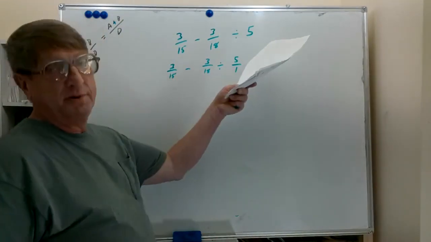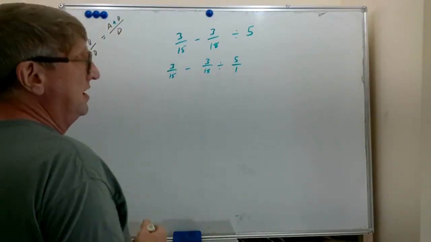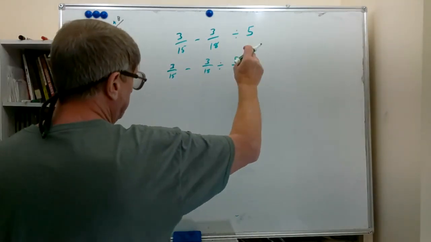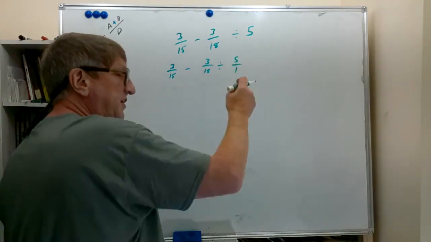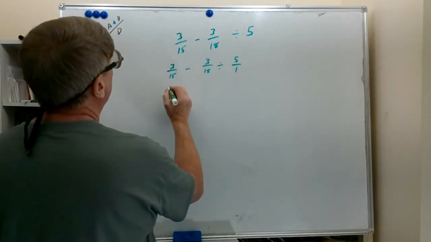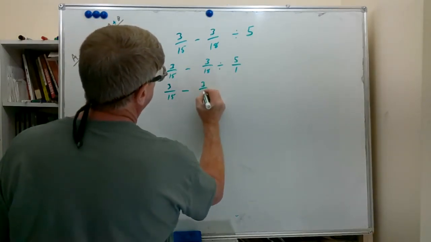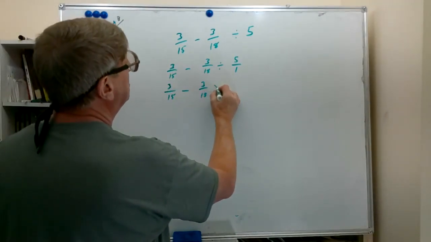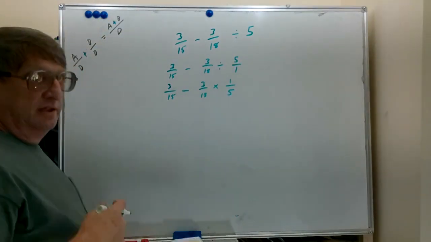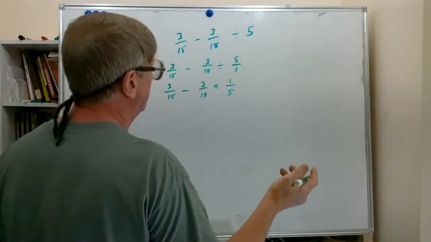You can make any whole number into a fraction by giving it a denominator of 1, and you'll have an equivalent fraction. Now remember the rule for division. It was invert and multiply. We take the divisor and use the reciprocal. So we're going to rewrite this, replacing that with a multiply. 3 over 15 minus 3/18. But now we're going to multiply by 1/5 rather than divide by 5. Multiplying by the reciprocal gives you the same result as dividing by the original number.